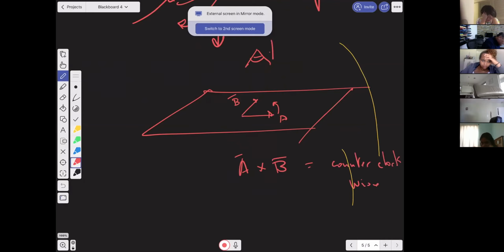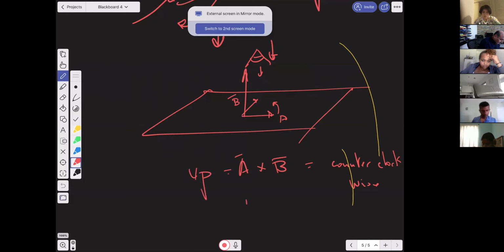If you see from up, is it correct or not? Yes. If you see from here, the watch will go in the opposite direction as normal. So if you go counterclockwise, it will go up. Okay? Yes. The A cross B is going up.